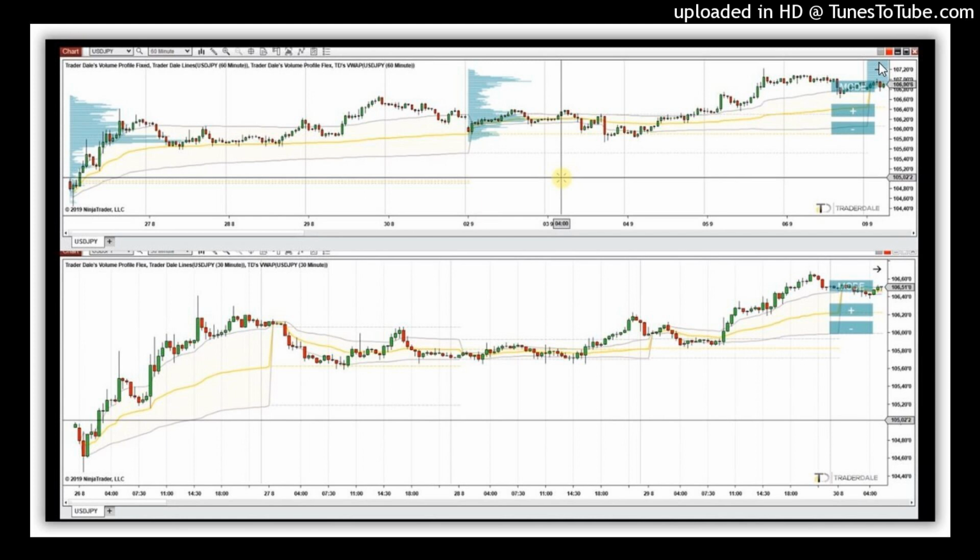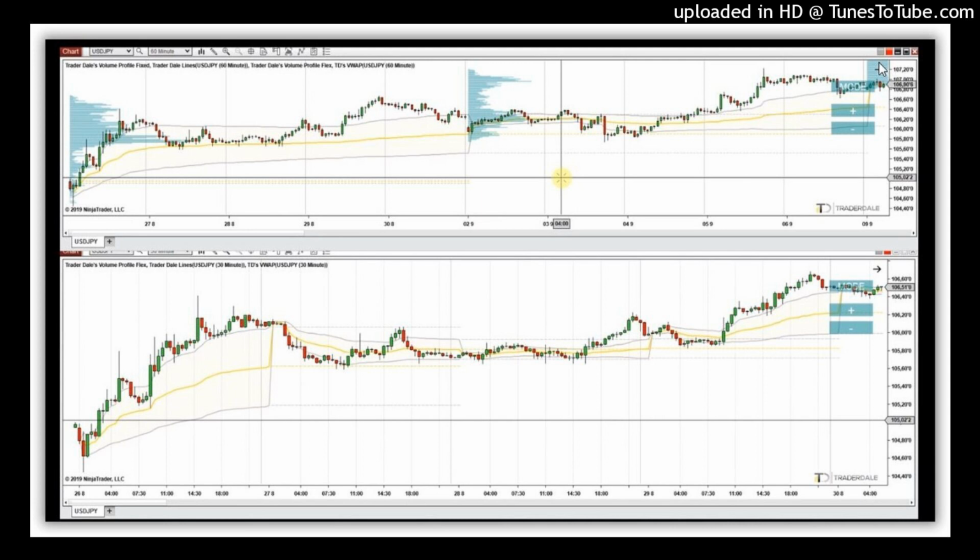So this is the intraday trading workspace. The chart on the top is a 60-minute chart. This one is US dollar Japanese yen. Those profiles are weekly profiles, and the VWAP is a weekly VWAP.